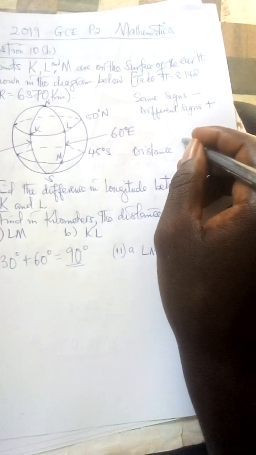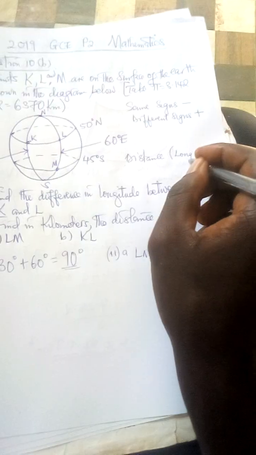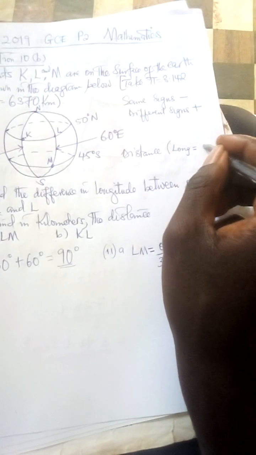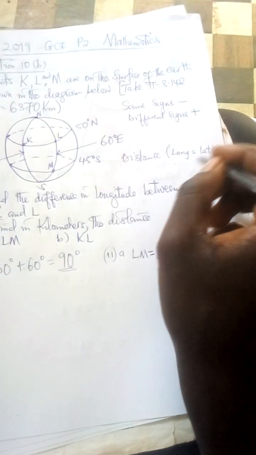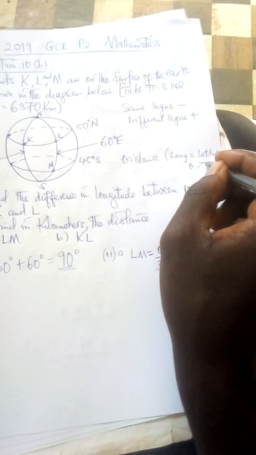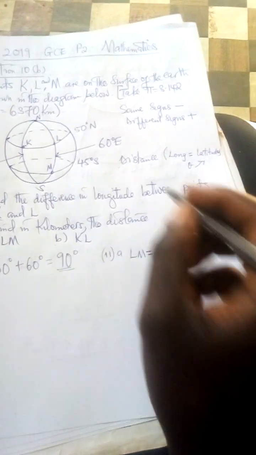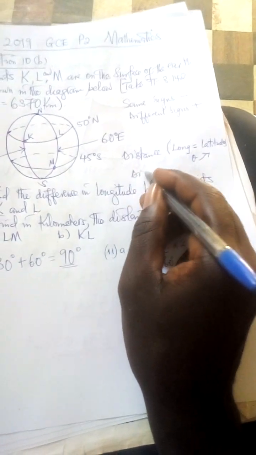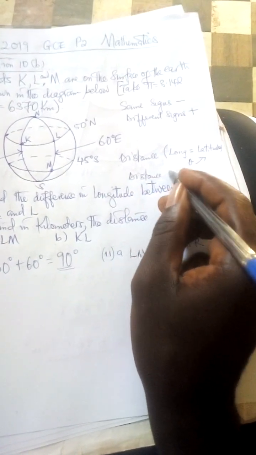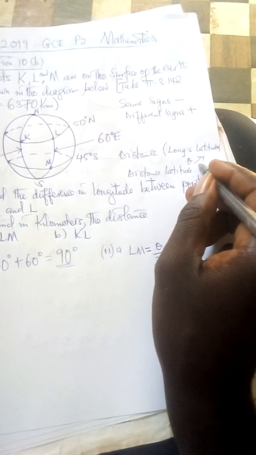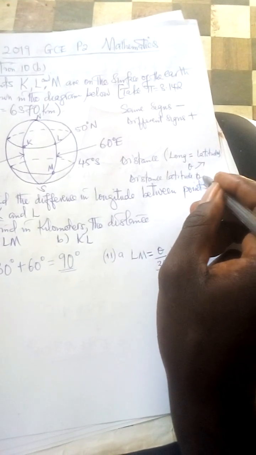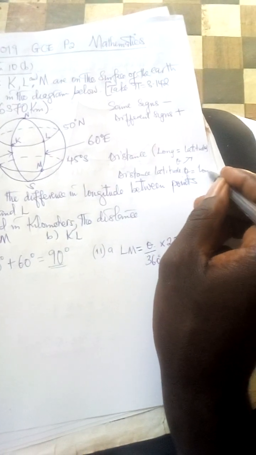Distance along the longitude, you need to find the difference in the angle in terms of the latitudes. So the angle, it is the difference in the latitudes. Then for distance along the latitude, you need to find the angle as the difference in the longitude.